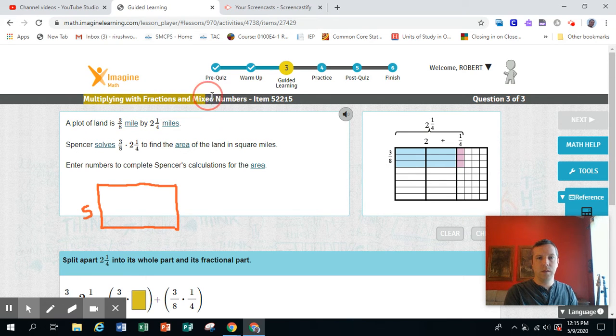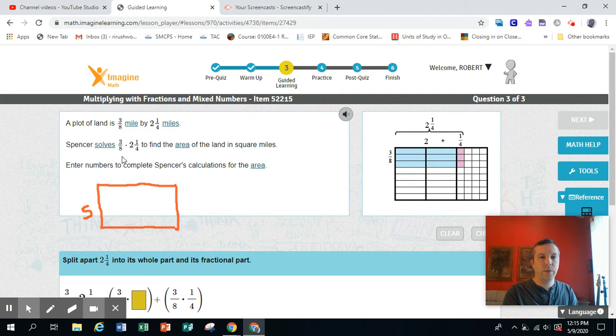Multiplying with fractions and mixed numbers, item 52215. A plot of land is 3/8 of a mile by 2 1/4 miles. That "by" means we're going to be multiplying. That tells us we're doing the dimensions of a rectangle.